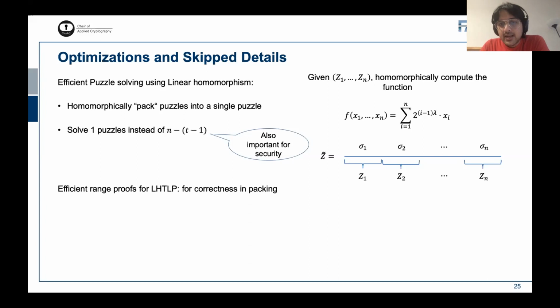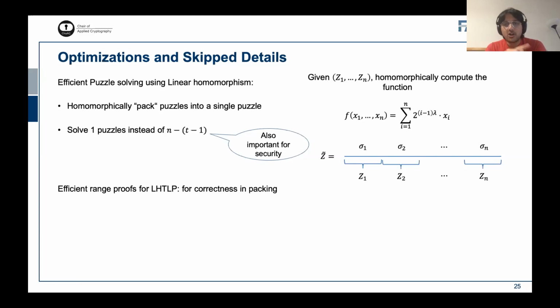Notice that the committer has to prove that sigma 1 is within this range, right? So he has to prove that it is within this block range. If not, then sigma 1 will overflow into the portion of sigma 2. And if that happens, then you are no longer guaranteed the correctness in the concatenation operation.